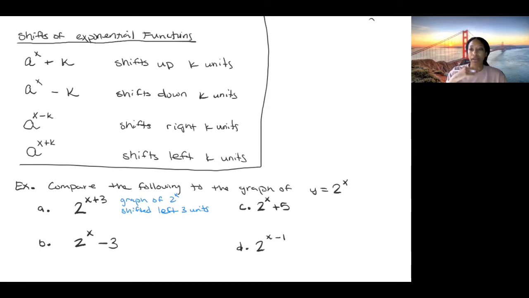Okay, then right under that, 2 to the x minus 3. Notice that 3 is being subtracted not just from the x, but from 2 to the x, from the entire function. Subtracting a number from the entire function shifts the graph down. So for part B, we get the graph of 2 to the x shifted down 3 units.